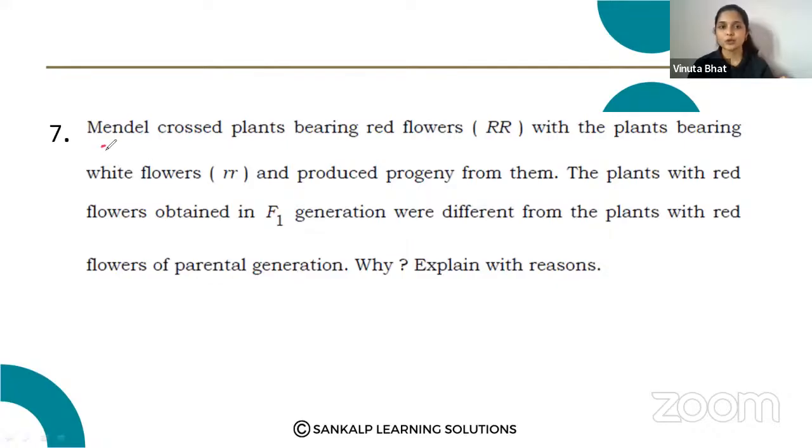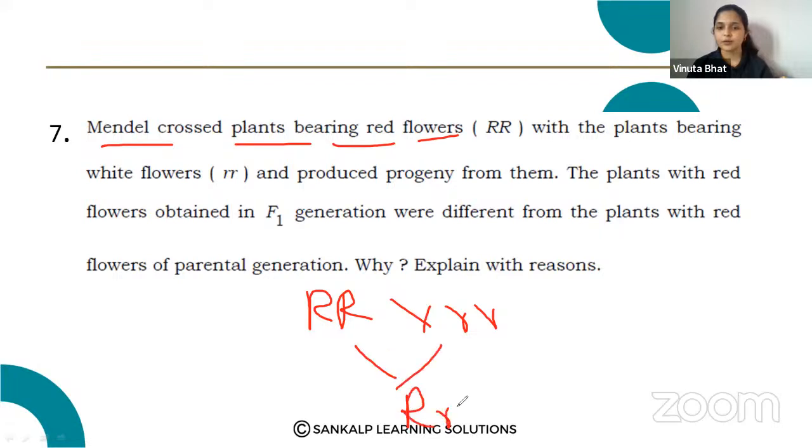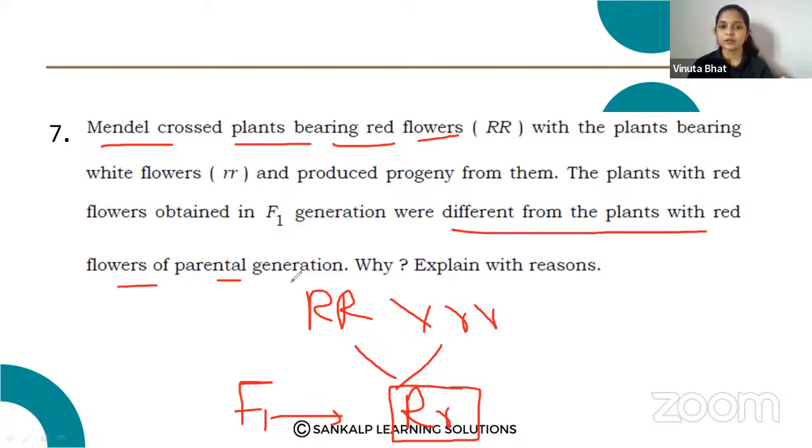Mendel, write down the question. Mendel crossed the plants bearing red flowers, RR, with the plants bearing rr, which produce white flowers. The progeny produced from them are called Rr, red color flower producing plants. The plants with red flowers obtained in the F1 generation were different from the plants with the red flowers of the parental generation. Why? Explain with reasons.